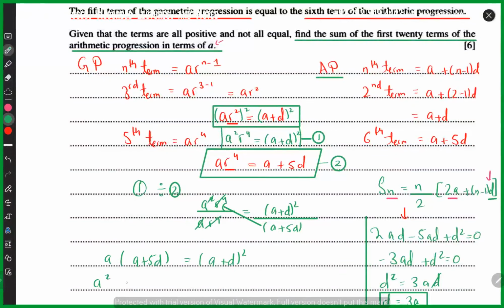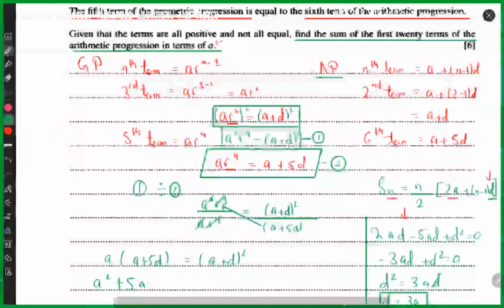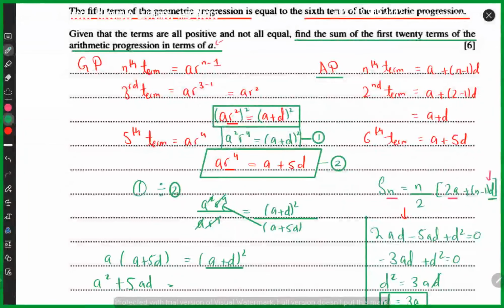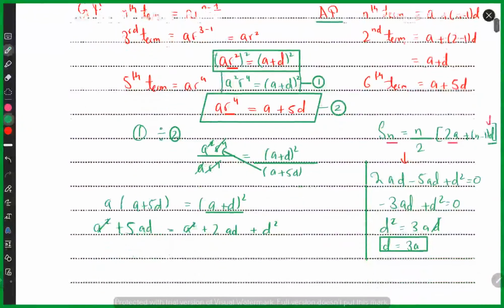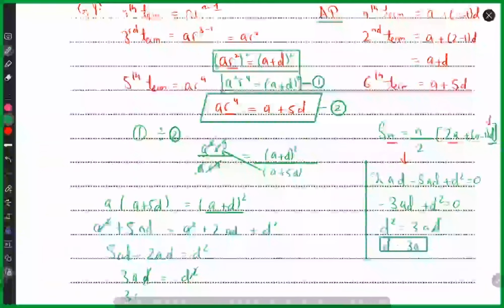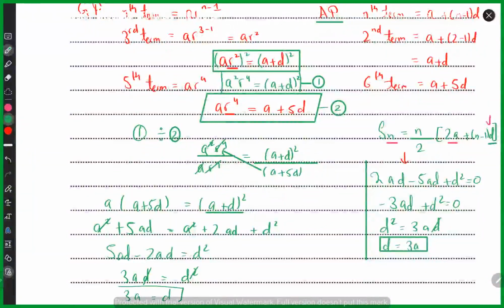So it's A squared plus 5AD equals, I'll expand this, A squared plus 2AD plus D squared. A squared and A squared would be cancelled. And I am going to get 5AD minus 2AD equals D squared. And 3AD is equal to D squared. And this, I'll just cancel this D with this one. And I am left with 3A equals D. Yeah, okay. So this is basically how I got this.